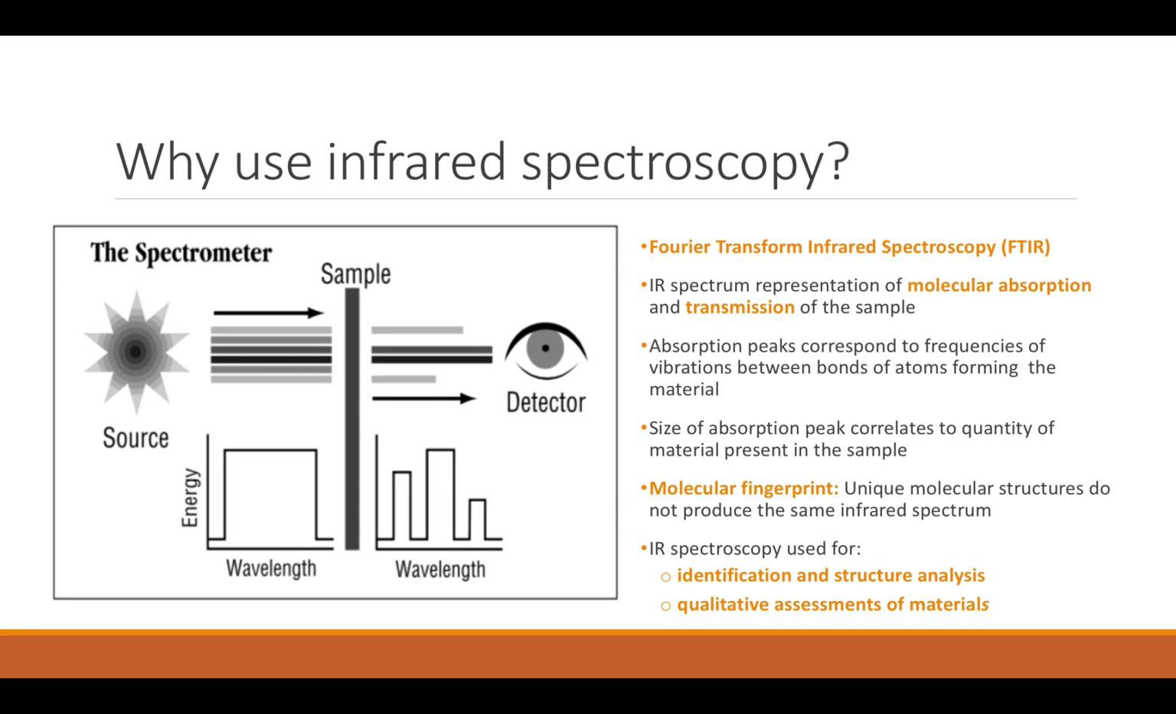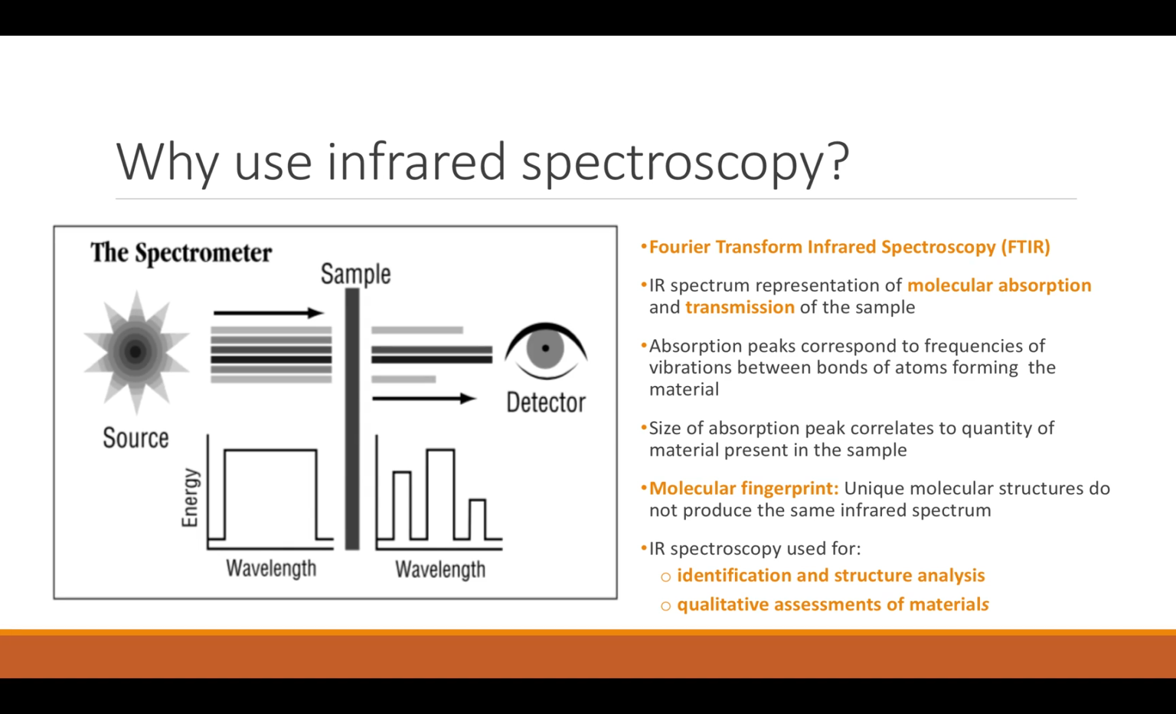Infrared spectroscopy, or IR spectroscopy, involves IR radiation being passed through a sample, of which some is absorbed by the sample, while some of it is passed through the sample or transmitted. Consequently, the IR spectrum obtained is a representation of the molecular absorption and transmission of the sample, effectively creating a molecular fingerprint. The IR spectrum of a sample indicates absorption peaks which correspond to the frequencies of vibrations between the bonds of the atoms which make up the material.